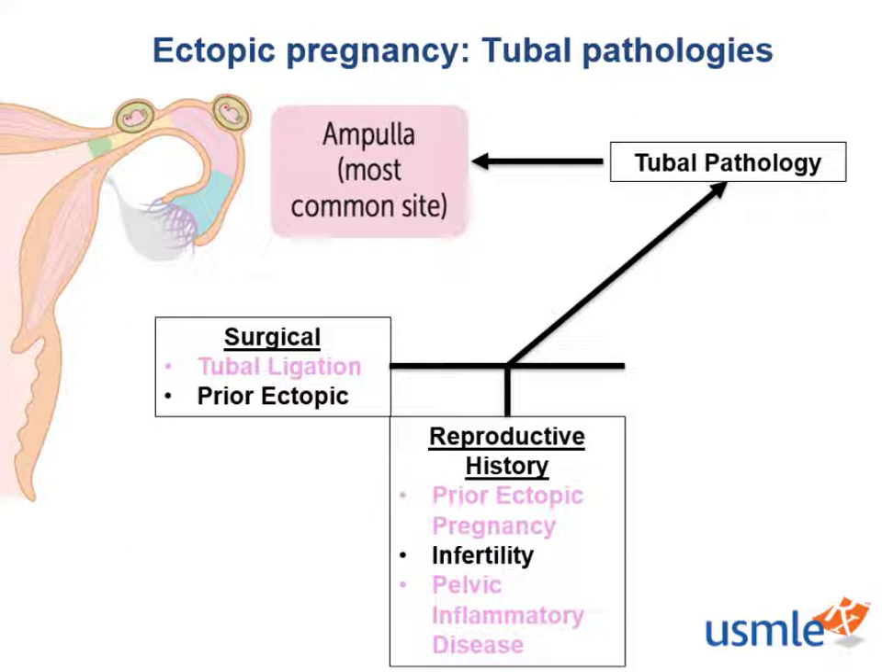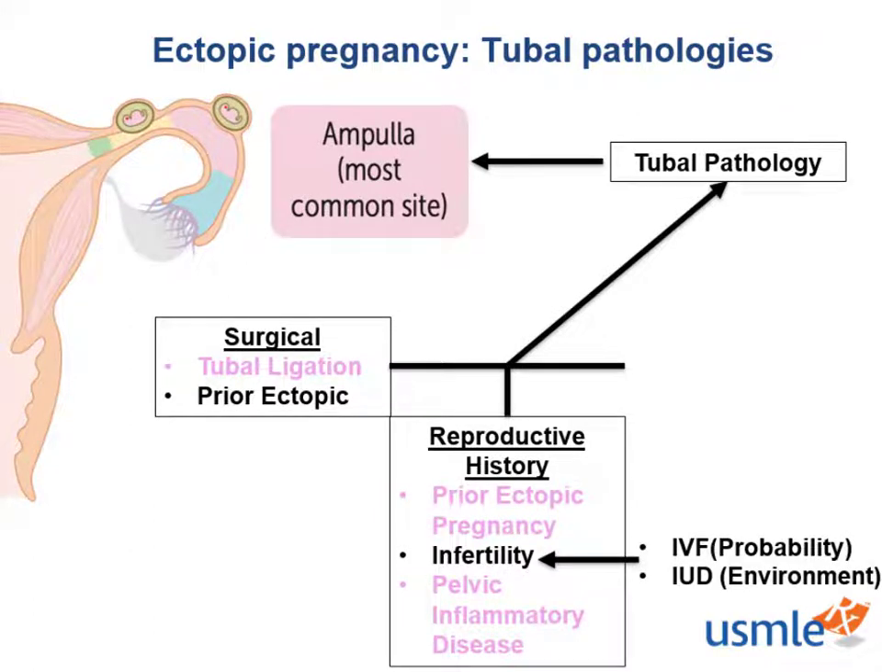Infertility is also a predisposing factor for a couple reasons. A person who is infertile may undergo IVF, in vitro fertilization, which creates a probability game because IVF may lead to multiple embryos, up to 5 at a time, being introduced to attempt pregnancy, increasing the odds of both an intrauterine and ectopic pregnancy. And an IUD, an intrauterine device, creates an environmental challenge to pregnancy such that intrauterine pregnancies become less likely, purposely making the person infertile.